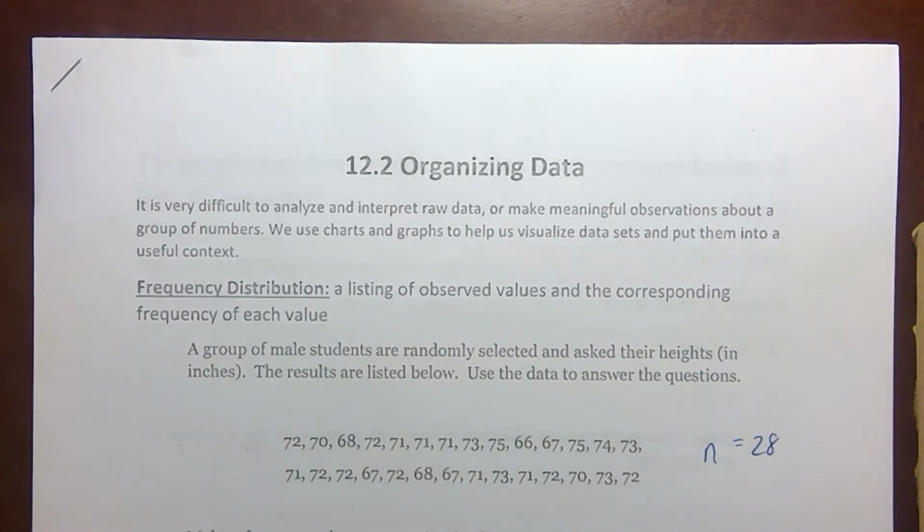If you notice from the introduction, I say that it's very hard to analyze and interpret raw data or make meaningful observations about groups of numbers. We see this absolutely right now. If you're watching this in spring of 2020, you know that we got the pandemic going on. You see a lot of comparisons between the number of cases in the US and Italy.